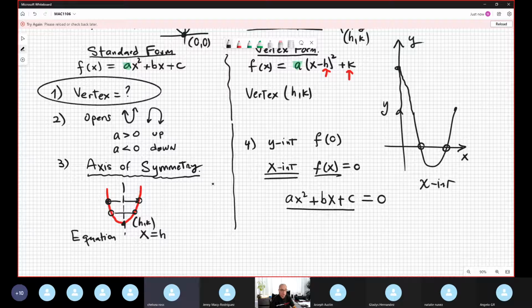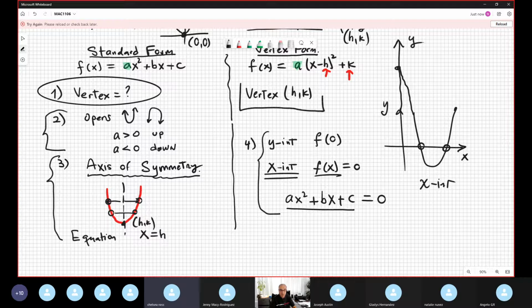So number 1, vertex. Number 2, analyze a. a allows me to determine the direction in which the parabola opens. If a is positive, up; if a is negative, down. Number 3, axis of symmetry, very, very important because I take advantage of the symmetry and you obtain more points, more accuracy in the graph. And number 4, super important, the y-intercept and x-intercept.